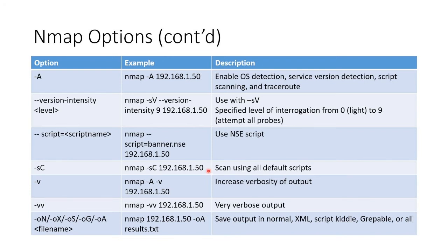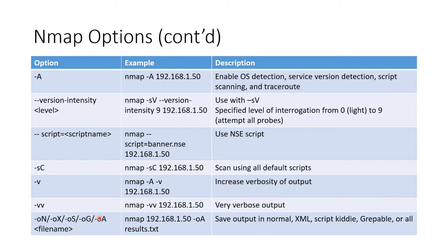Small v means verbose mode, means verbose output, and -vv, very verbose, lots of extra output. You can also save the output in text file format. And so you have -o, capital N, capital X, capital S, capital G, and this is either normal output, XML output, script kiddie output, greppable or searchable output, or all of them.